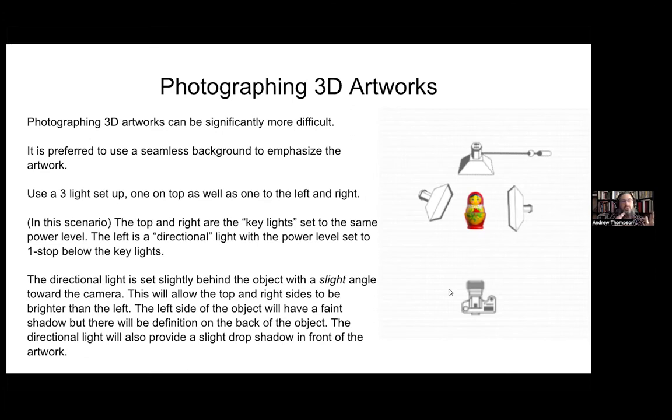Let me just read some of this. The directional light is slightly behind the object and with a slight angle towards the camera. You don't want it directly at the camera, but towards the camera a little bit. This will allow the top and right sides to be brighter than the left. The left side of the object will have a faint shadow, but there will be a definition on the back of the object. And the directional light will also provide a slight drop shadow in the front.